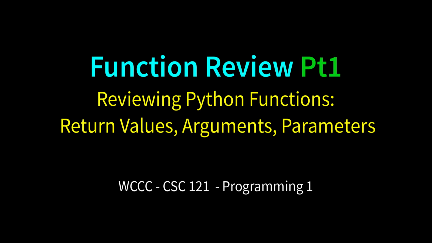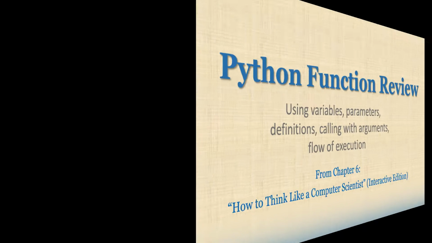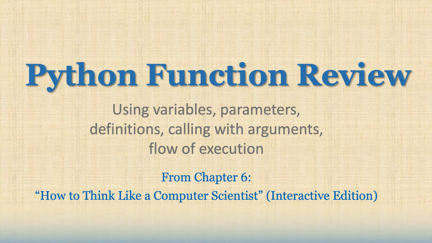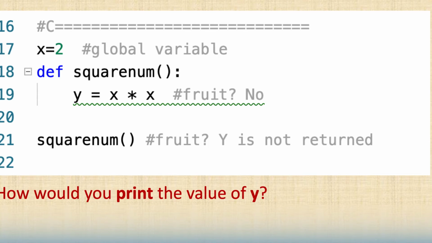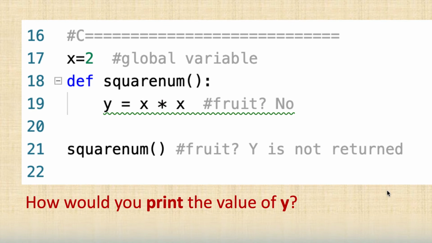This is a little Python function review from Chapter 6 of How to Think Like a Computer Scientist, with just some examples to look at how functions work, how they flow, and we're going to look at the flow of execution. Here's a very simple example, much like the ones we looked at in some of our exercises, and I have little comments in here to help us.